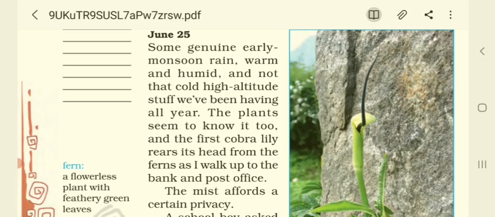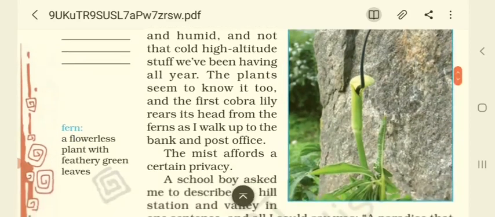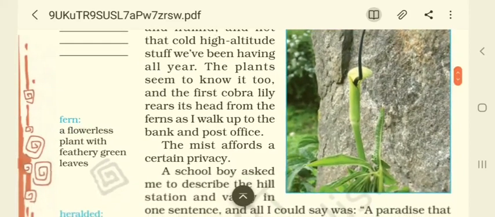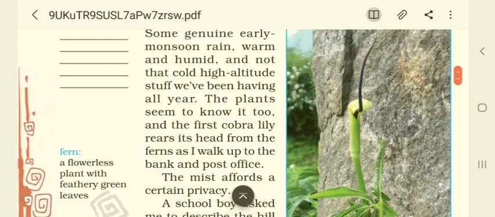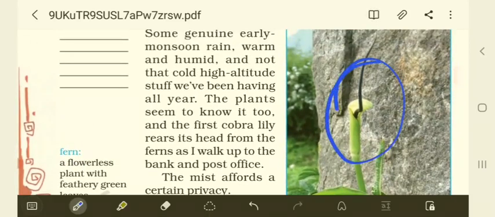Okay. Means the second day rain was not really very cold. High altitude, high height stuff. Stuff here refers to the rainfall that usually takes place in the part of the country they live in. Okay, so the plants seem to know it too. And the first cobra lily, so this is an example of cobra lily, all right, class, rears its head from the ferns. So see, cobra lily is rearing to get out from the fern.